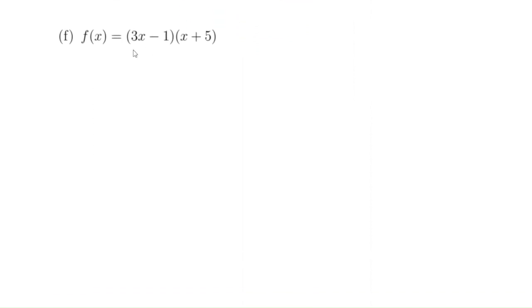We can't just do the derivative of this times the derivative of this to find f prime of x. That would give us the wrong answer, so we need to FOIL things out. 3x times x would be 3x squared. We multiply the two outside things, let's do that first. We get 15x, 3x times 5.